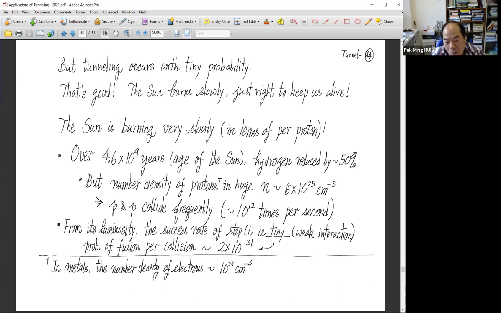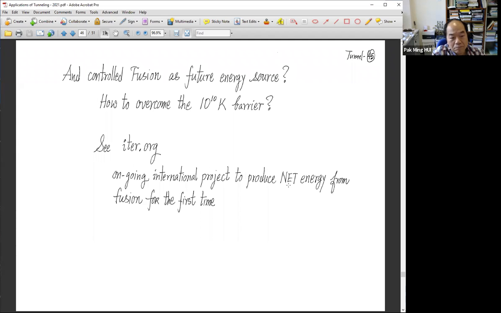It goes slowly. Just the right amount of sunshine comes in, and we have carbon dioxide trapping some heat in the atmosphere, keeping us warm. So there is a lot of physics behind our survival. Okay, so on Earth, many experiments nowadays are going on about getting fusion to happen on Earth in a controlled way.